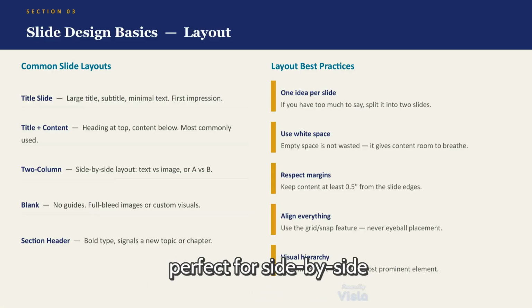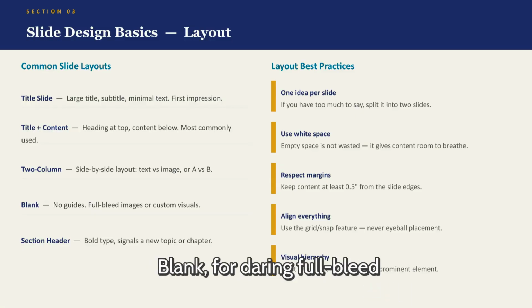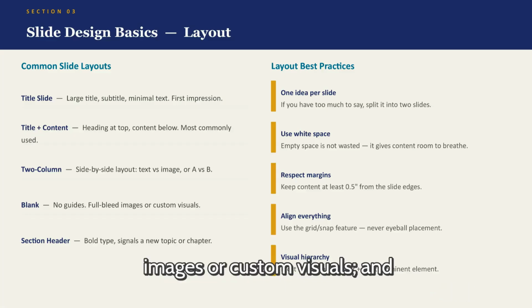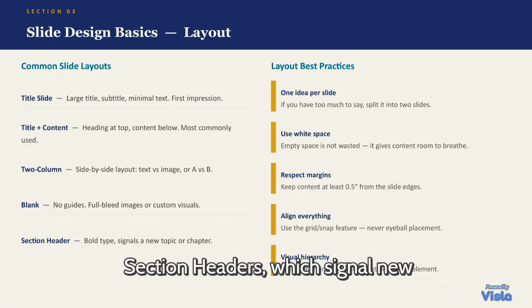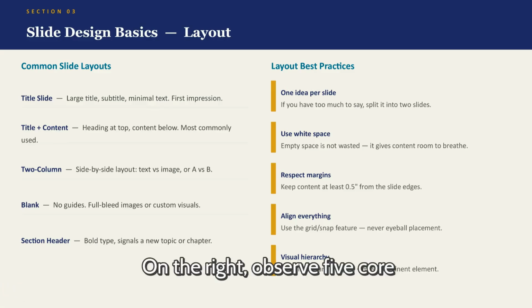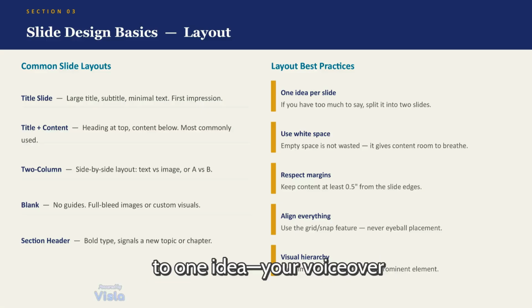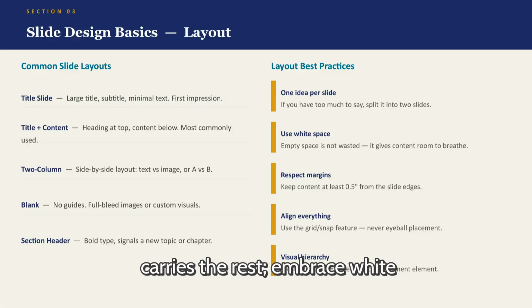2 column, perfect for side-by-side comparisons or contrasting ideas. Blank, for daring full-bleed images or custom visuals. And section headers, which signal new chapters and keep your audience oriented. On the right, observe 5 core best practices. Limit each slide to 1 idea. Your voiceover carries the rest.